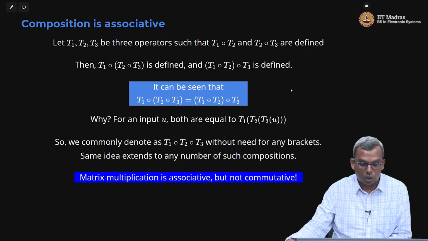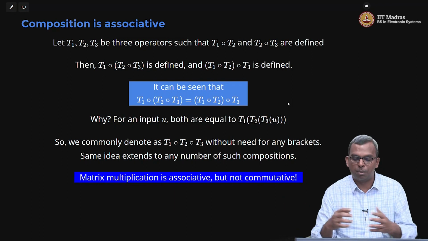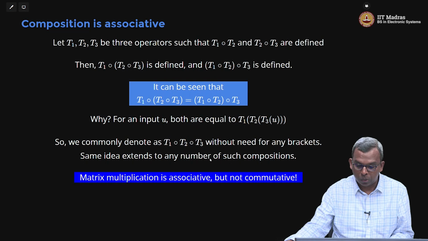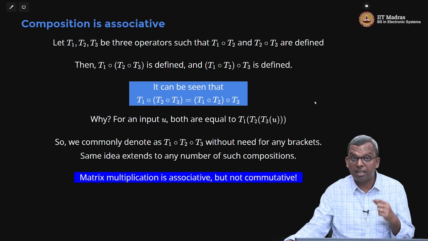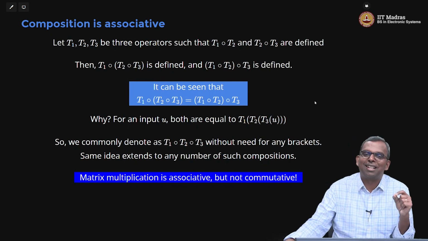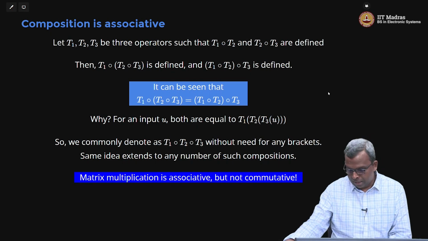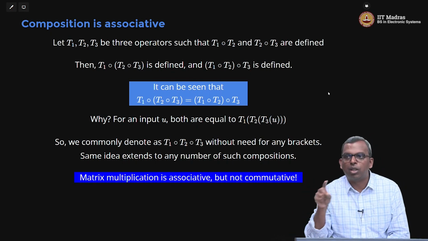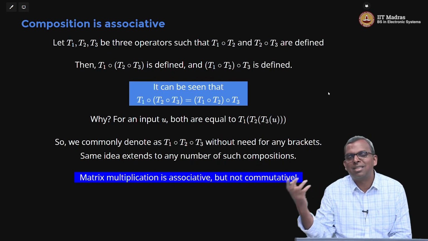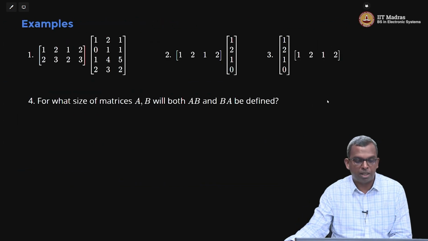This kind of property is called associativity. So basically, once it's associative, you can drop these brackets. These brackets are not needed. You can just write T1 composed with T2 composed with T3. So it's very interesting to see that matrix multiplication is associative, but it's not commutative. We've seen very clear examples of how matrix multiplication is not commutative, but it is indeed associative, as long as it's well defined. If it's not well defined, as in the number of columns and rows don't match, then you get into trouble. Otherwise, it is associative. So this is a good property of matrix multiplication.